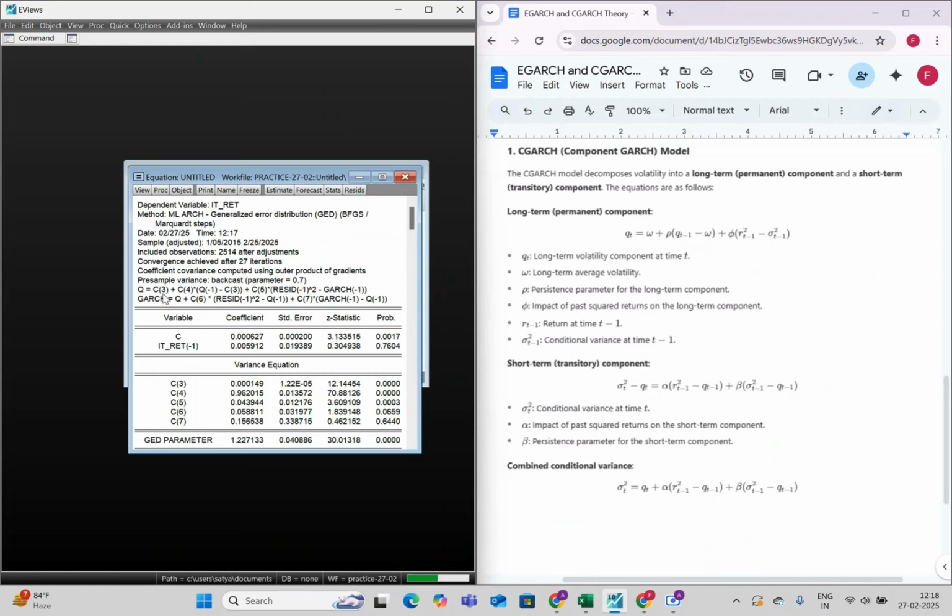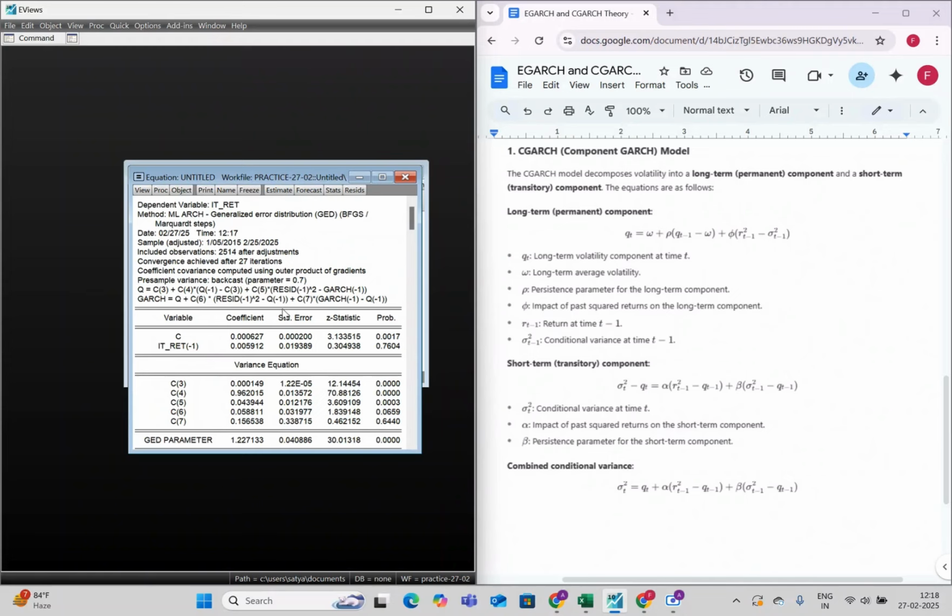So Q equals C3 plus C4 into Q minus 1 minus C3, plus C5 into residual square minus 1, which means the past period, minus GARCH minus 1. This is the long-term component equation. And the short-term component equation is given in EViews by this equation: GARCH equals Q plus C6 into residual square minus 1 minus Q minus 1.